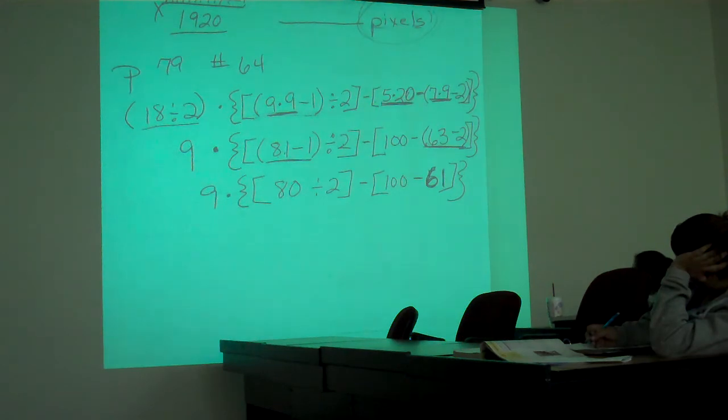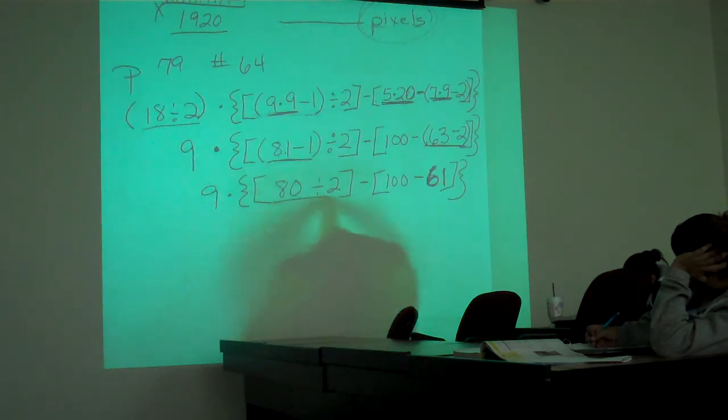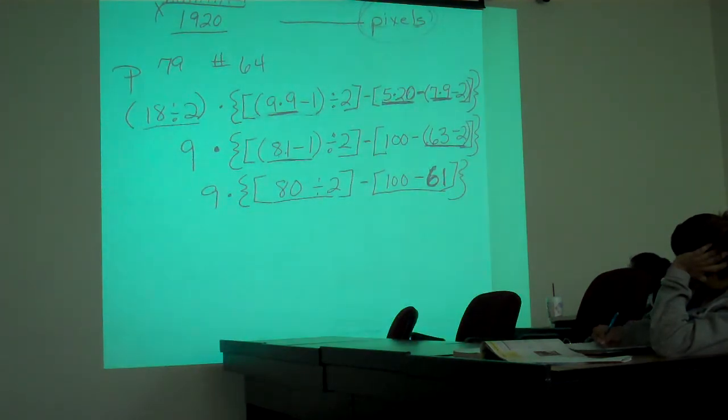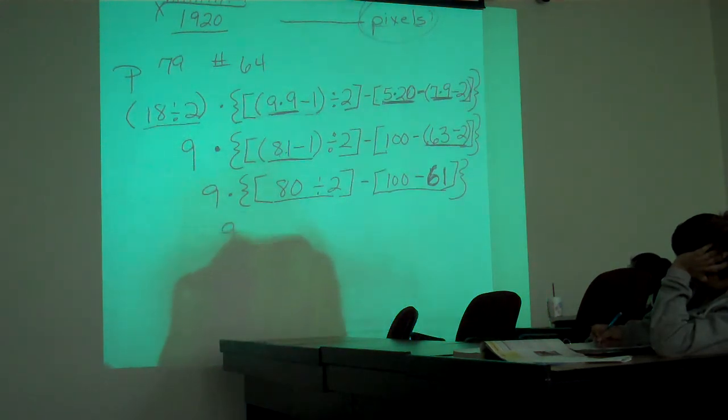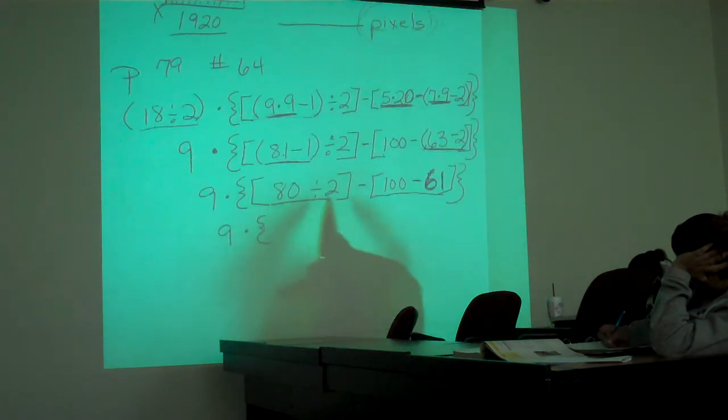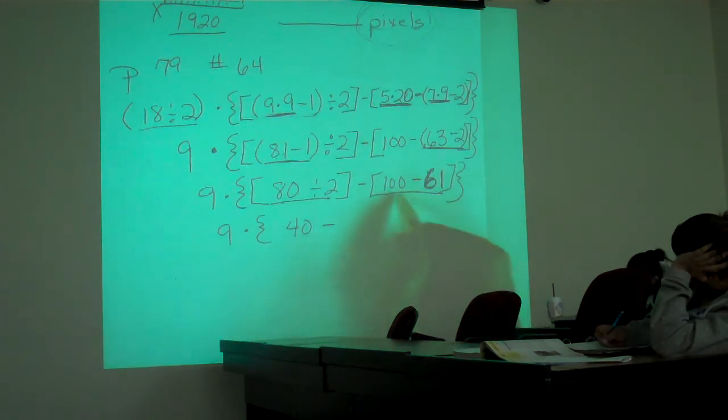Okay, now working inside the squiggles, we're going to do the brackets first. We're going to take care of those before we get rid of our brackets. Leave the 9, leave the squiggle, 80 divided by 2 is 40. Minus 100 minus 61, 39. 100 minus 61 is 39.